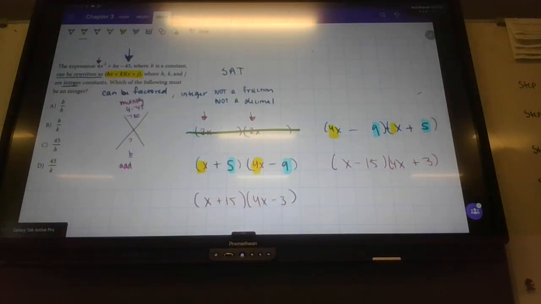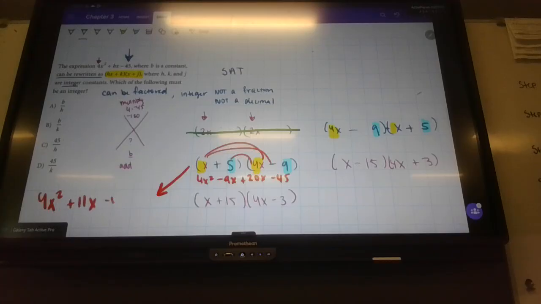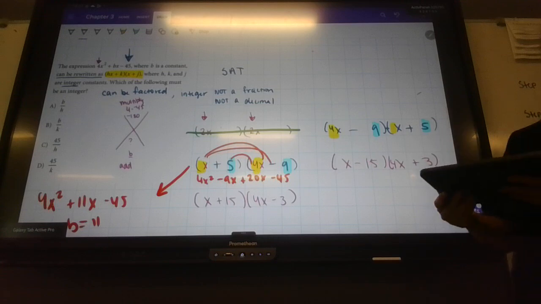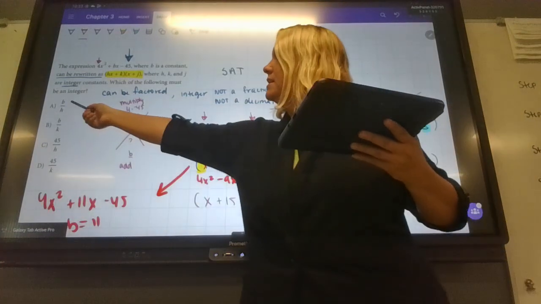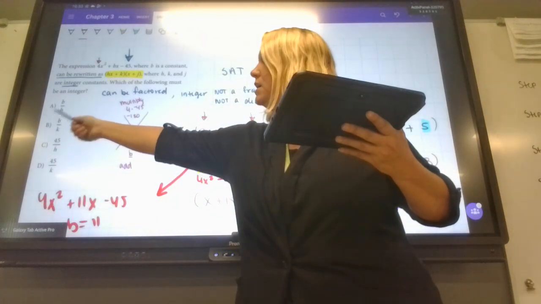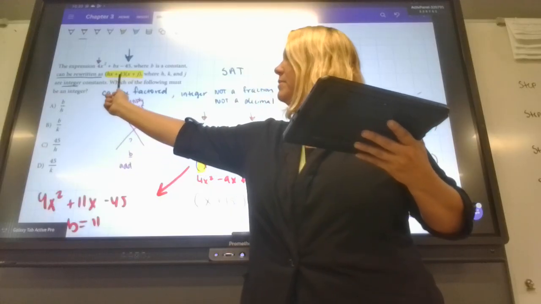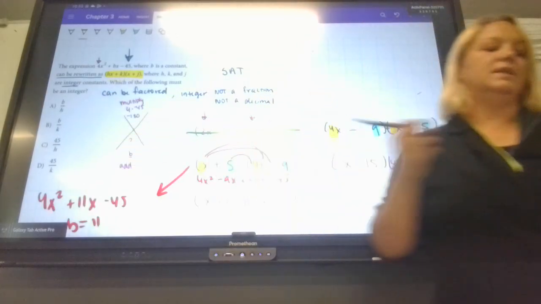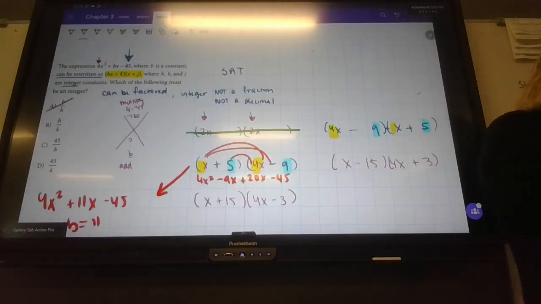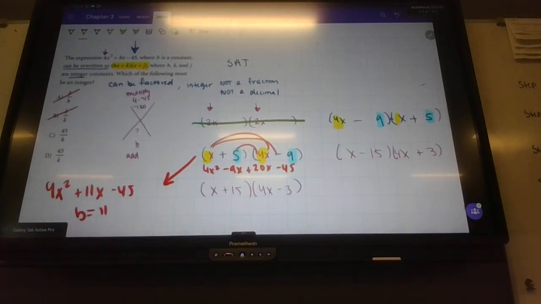If you were using the process of elimination, this would be 4x squared minus 9x plus 20x minus 45. In that option alone, we have B equals 11. So 11 is a prime number. Do I think 11 is going to divide by 4? Or do I think 11 is going to divide by K? Probably not. B values are a little bit complicated. I'm going to go ahead and get rid of B values there.